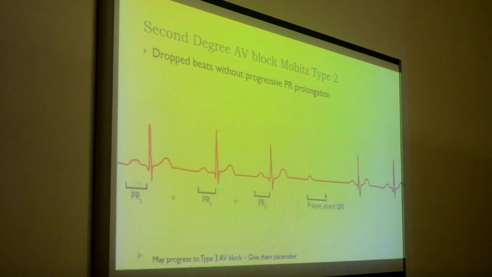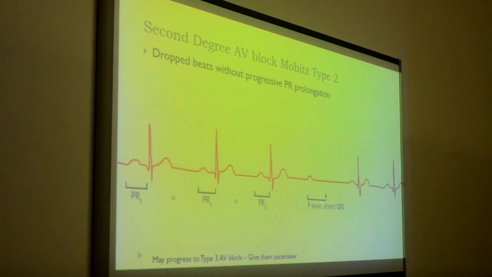So look at this. PR1 is the same as PR2, is the same as PR3. They're the same. Is it normal? PR can be normal. The most important thing here is that you're dropping, skipping the beat. Again, second degree block, you have to have a skip beat. The most important thing is the PR interval.